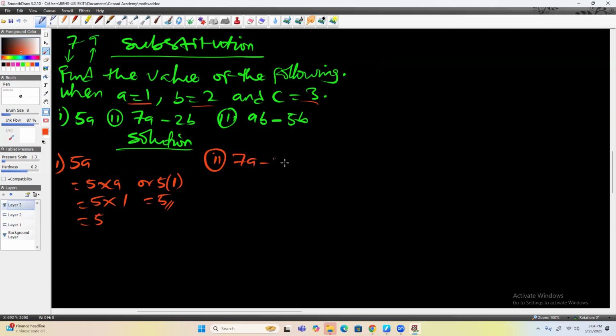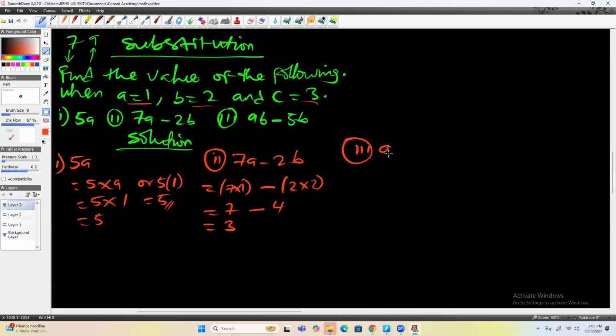Okay, number 2, 7a minus 2b. You can just say 7 times 1 because that is what a is. And b is giving us 2. So you now have 7 times 1 is 7, minus 2 times 2 is 4. Then 7 minus 4, what do you have? 3. Okay, that makes sense, I believe.